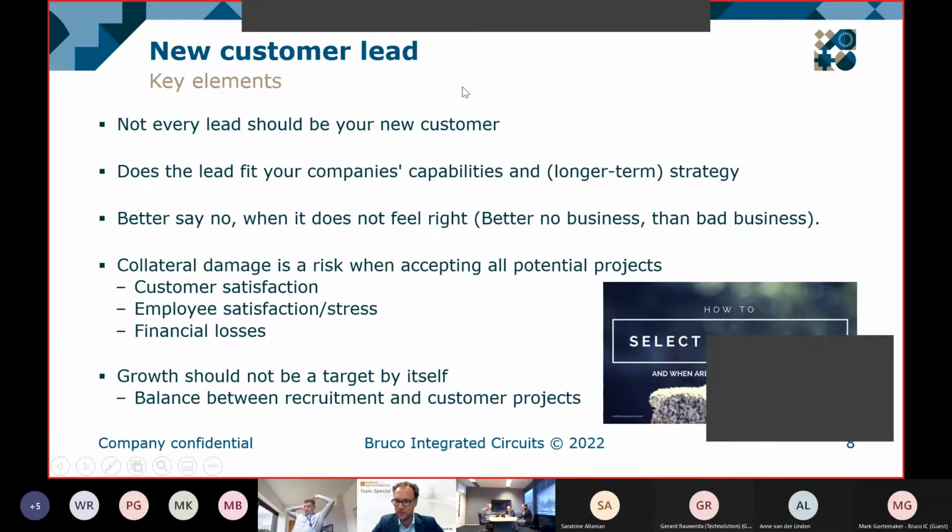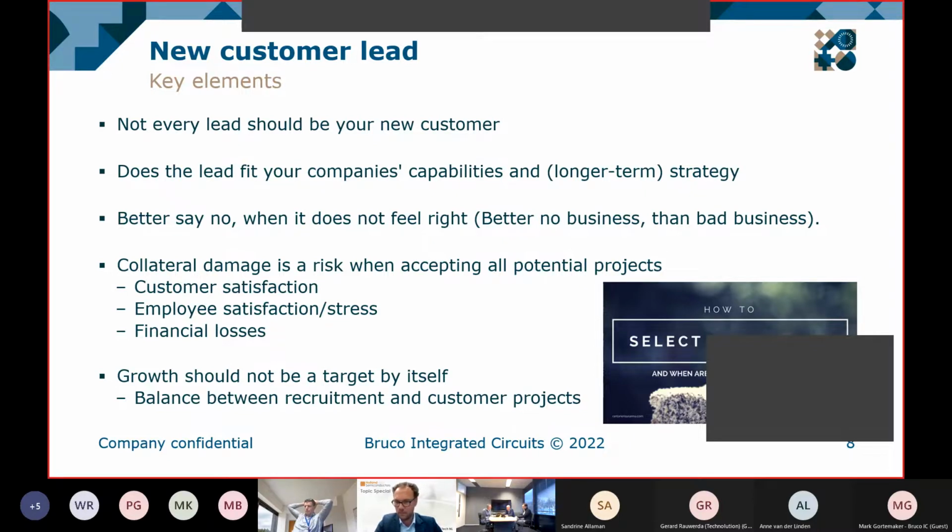So a new customer lead, like mentioned already, not every customer should be your new customer, and does the lead fit your company's capabilities and strategy? And let us say no when it doesn't feel right. I have had several experiences when we said yes, let's do it. You have a bad feeling, but we do it anyway.